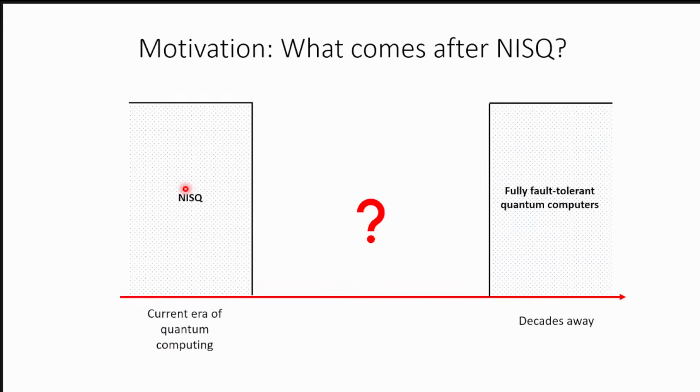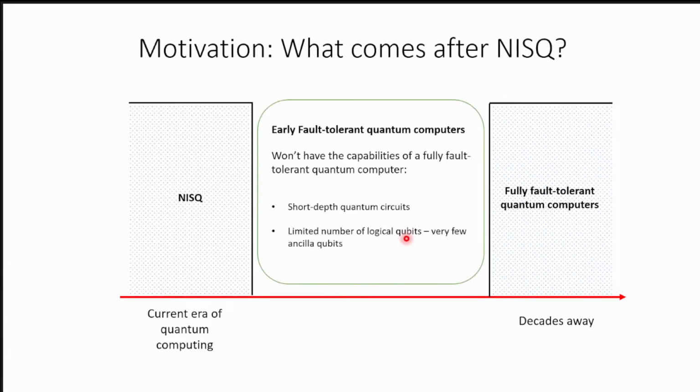So we are currently in the NISQ era, and we want to go towards full fault tolerance, which is kind of decades away, depending on how optimistic or how pessimistic you are. Let's assume for argument's sake that it's still a decade or two away, right? So what is there in between? What's there in between is this framework of early fault-tolerant quantum computers.